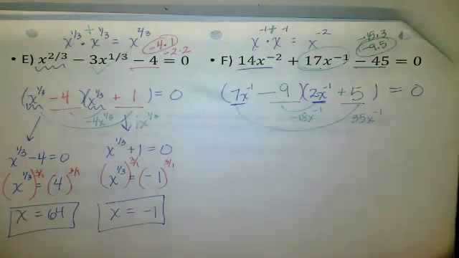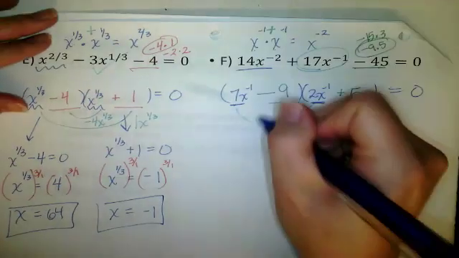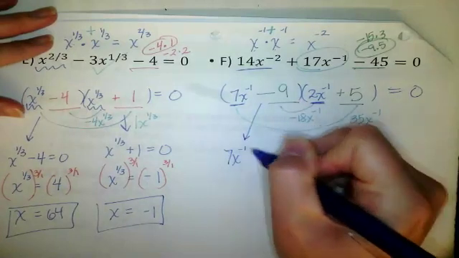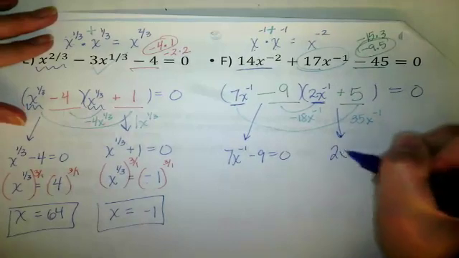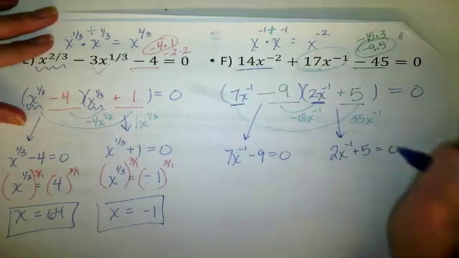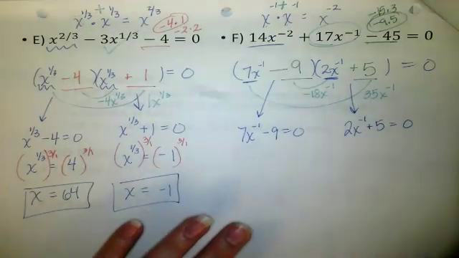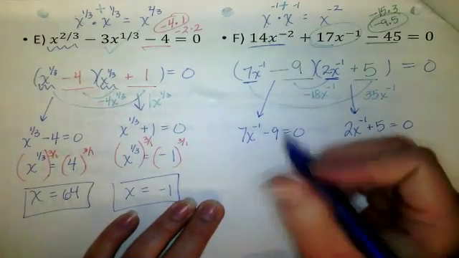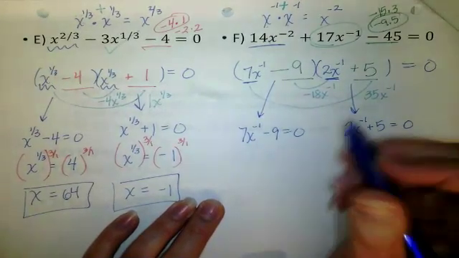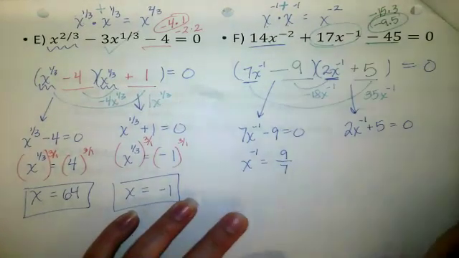Okay. All right. And then we can do what? Set each bubble equal to 0. So 7x to the -1 minus 9 equals 0. And 2x to the -1 plus 5 equals 0. That's kind of an interesting one, actually. These are really miscellaneous. All right, so what should we do to solve? Isolate. So we're going to add 9 and divide by 7. So x to the -1 is 9 over 7.